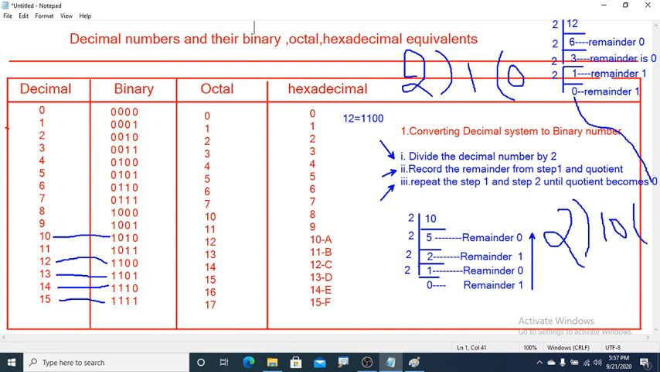Further, tomorrow or the day after tomorrow we will discuss decimal to octal number conversion as well as decimal to hexadecimal number conversion.